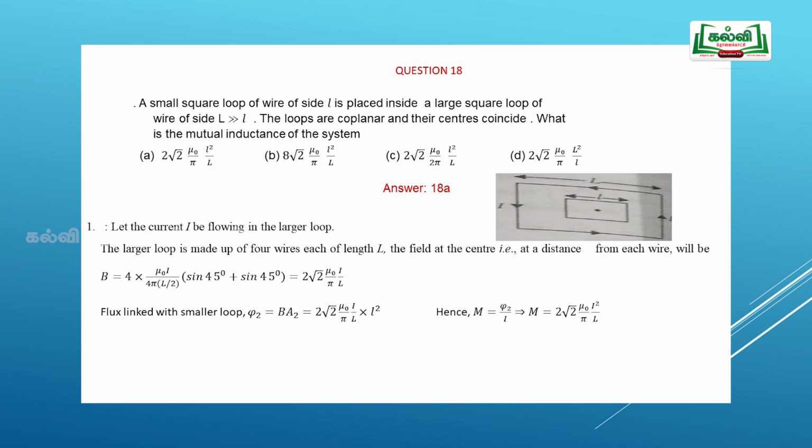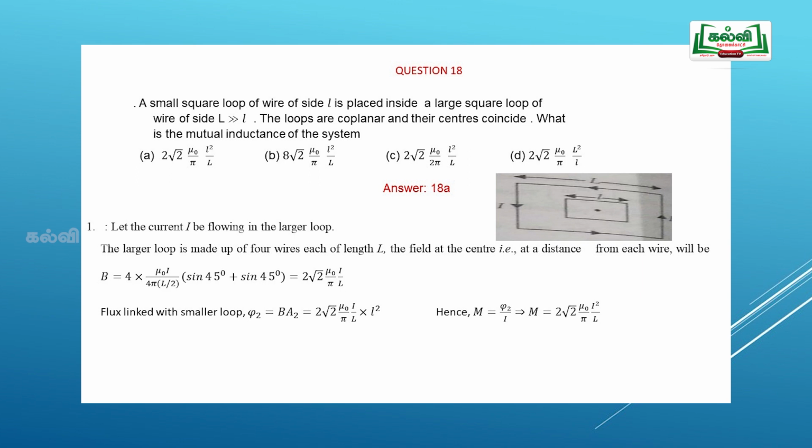A small square loop of wire, side l. See, there is a square loop of side l, right? The side of the square loop is small l and the bigger one is capital L, fine. Now, what is asked for? The loops are coplanar, that is, they have a common center and the centers coincide, as given. What is the mutual inductance of the system?